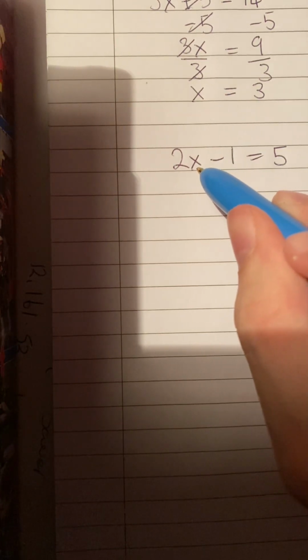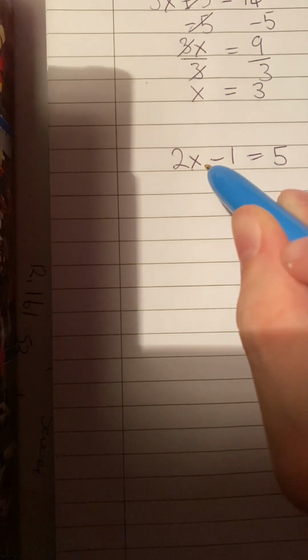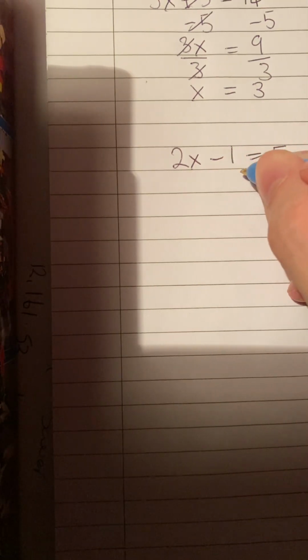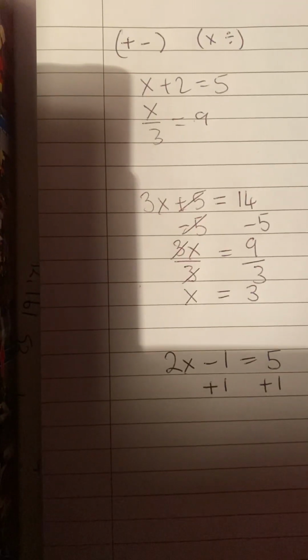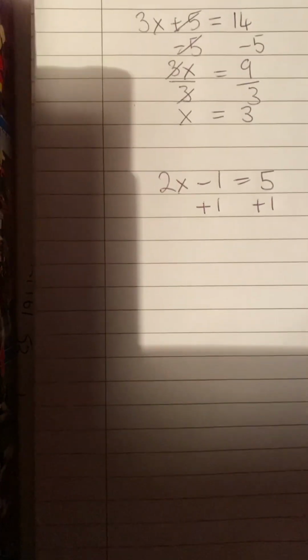Let's do another one. Let's do 2x minus 1 equaling 5. So again, if this 2x was on its own, I would know how to solve it because it would be 2x equals a number, and then I can just get rid of this 2 like I know how to do. So let's get rid of this minus 1 and turn it into something we know how to do. So that's plus 1 on both sides, because obviously the inverse of minus 1 is plus 1 from our pairs up top. So plus and minus invert each other, and times and divide invert each other.